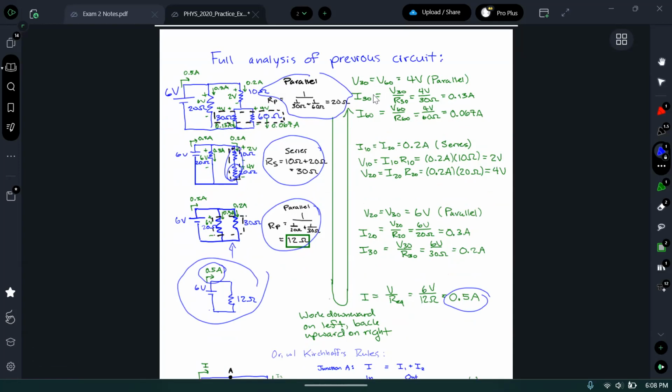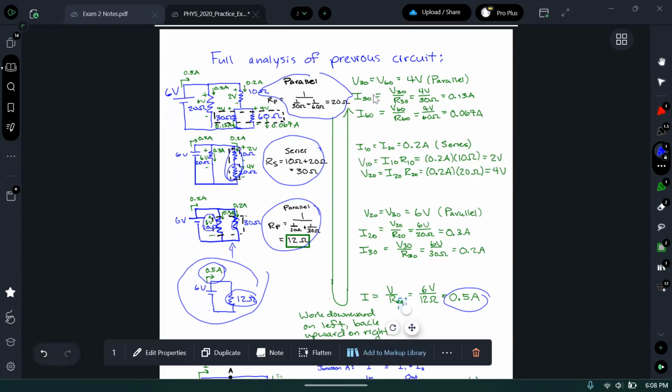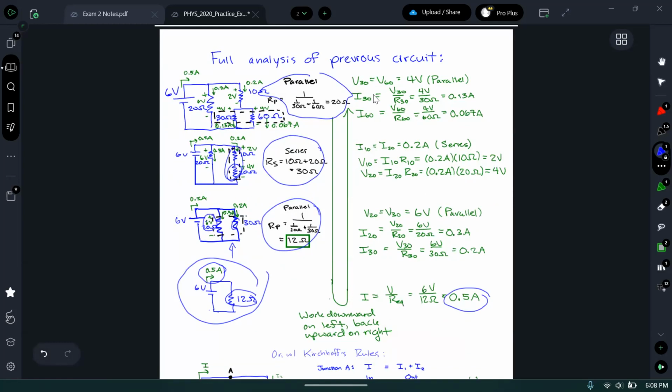I could realize, okay, this resistor was actually two resistors in parallel, so they should have the same voltage across them as this individual resistor. That's where the 6 volts came from for that one, and then it's not drawn here for that one. And then I could find the current through each resistor by saying it's V over R.